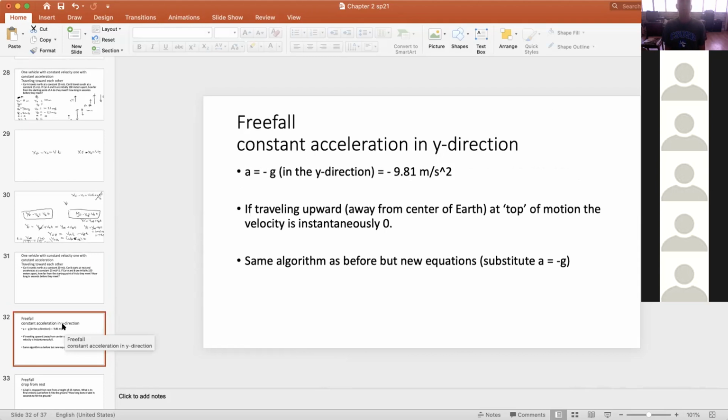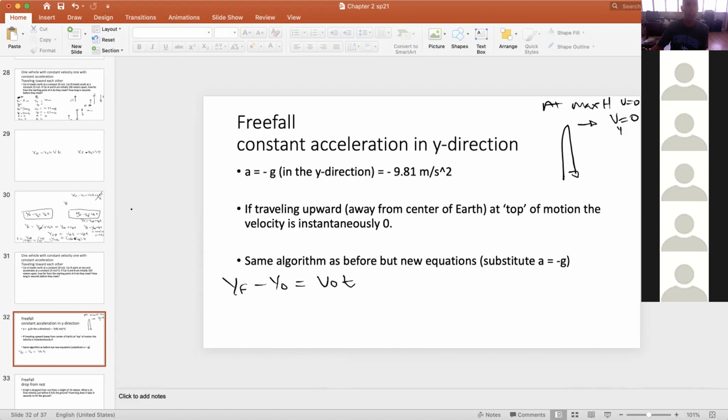All right. So free fall is exactly the same thing, except for two small things. When you launch something straight up and it comes back down, at the top of the motion, the velocity is momentarily 0, or instantaneously 0. So at max height, we say that v is 0. And then the other thing is that in all of our equations, we're going to change x to y, but we're going to substitute, instead of a, minus g.